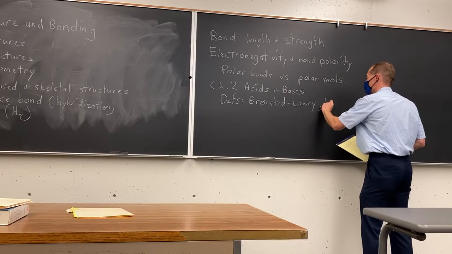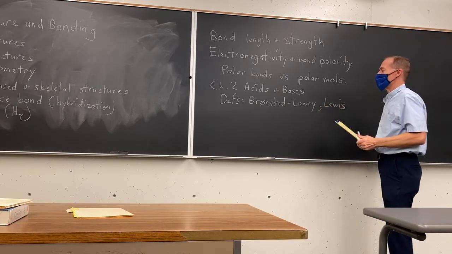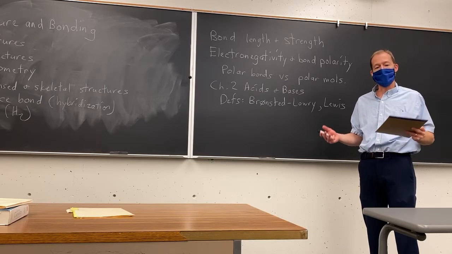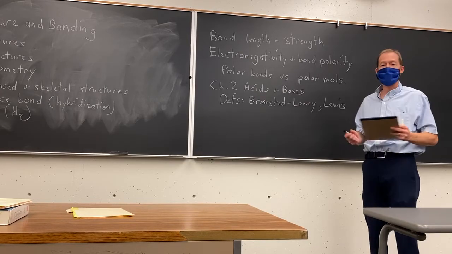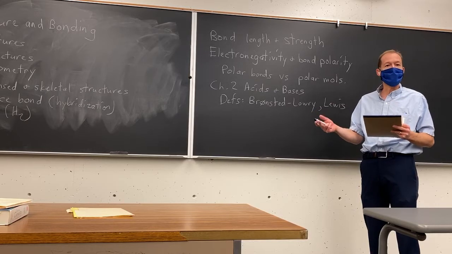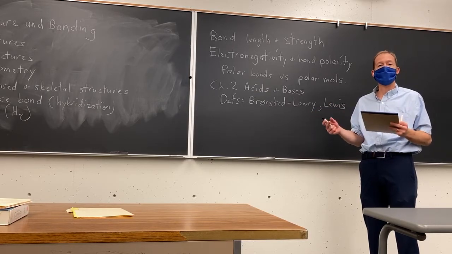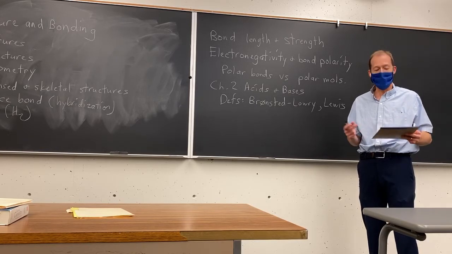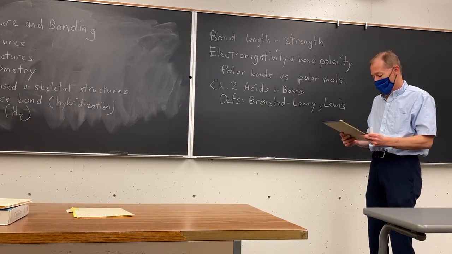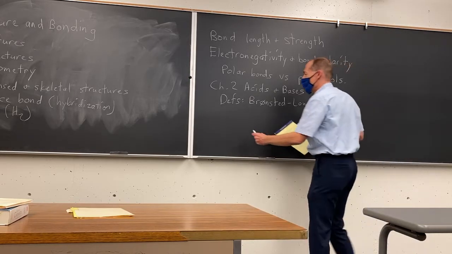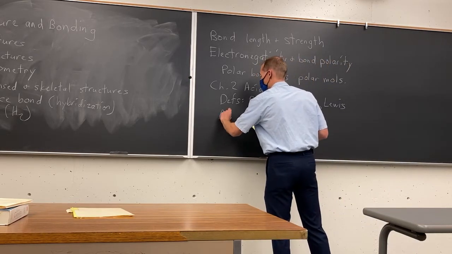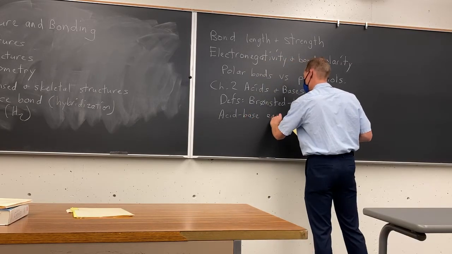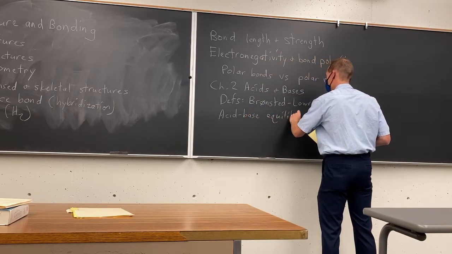But we also talked about Lewis acids and bases. So you should be familiar with both definitions and look at structures and be able to decide if those compounds are Bronsted-Lowry acids and bases or if they are Lewis acids and bases. Then we talked about acid-base reactions, which are equilibrium reactions.